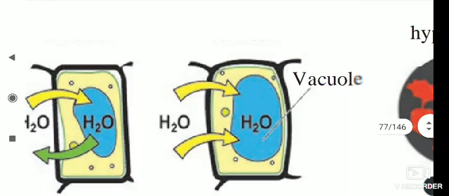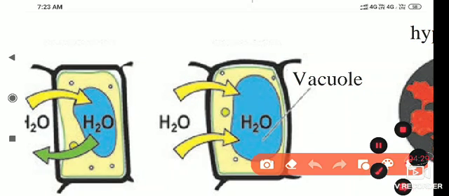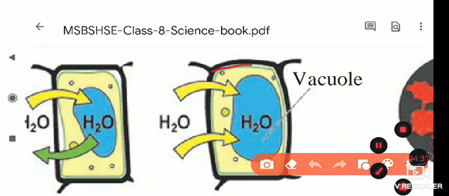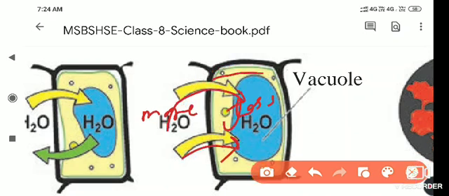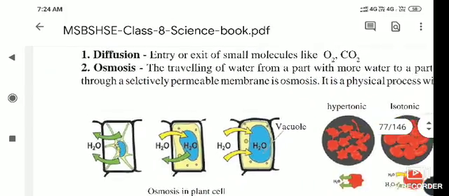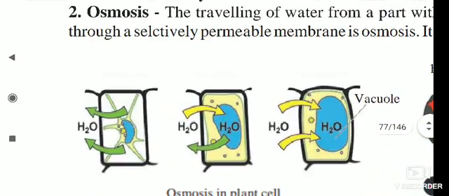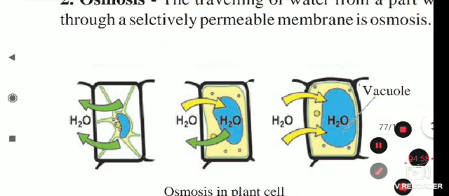The third condition is when the water in the cell's body is less than in the outer environment, meaning outside there is more water and inside there is less water. Then the water from outside the cell's body enters inside the cell. So these are the three conditions. It depends on the water which is present inside and outside the cell's body.